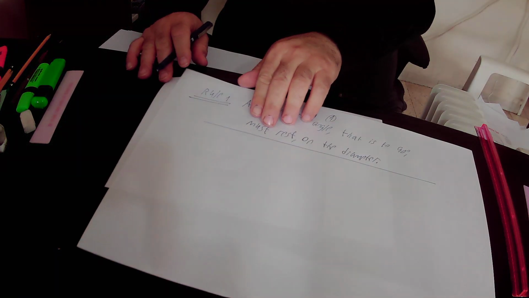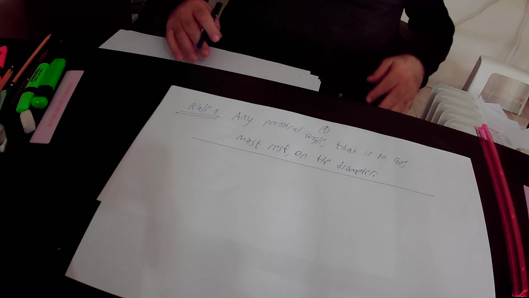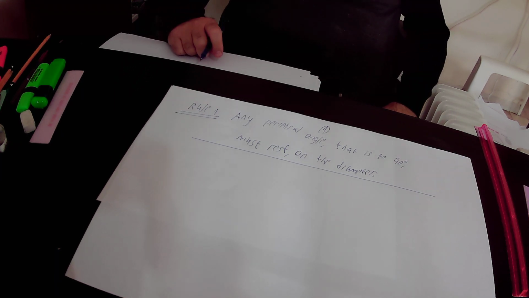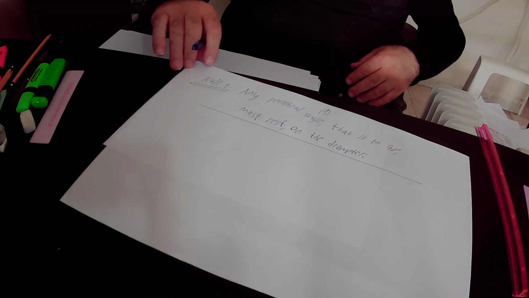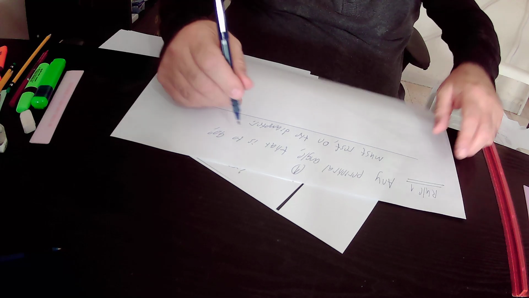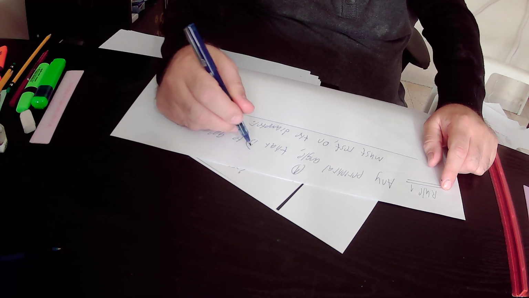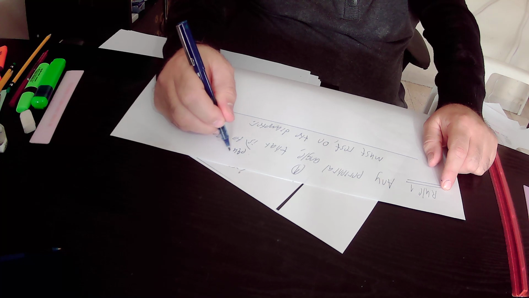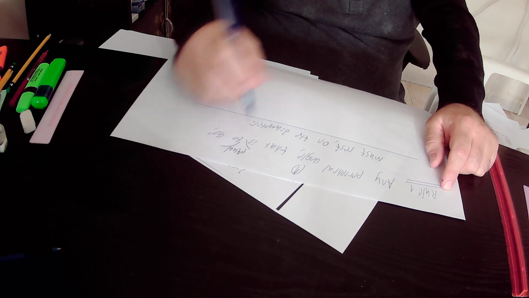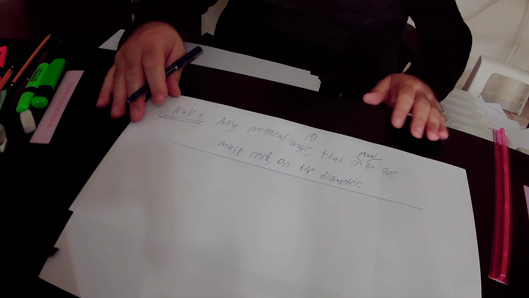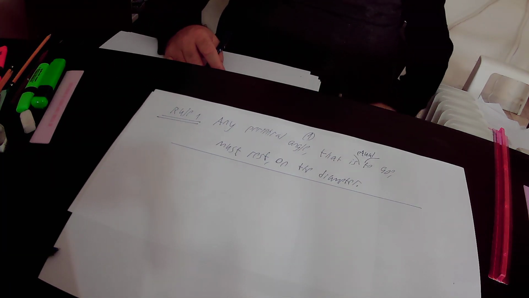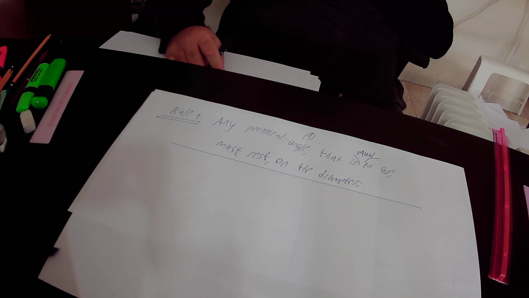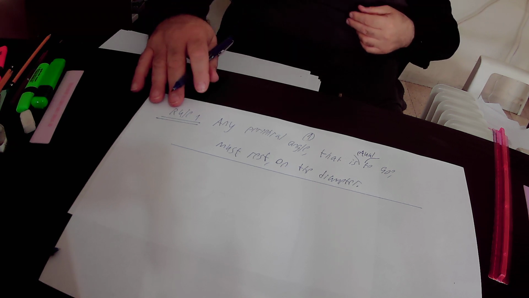I will read rule number 1 again. According to rule number 1, any peripheral angle that is equal to 90 degrees must rest on the diameter.